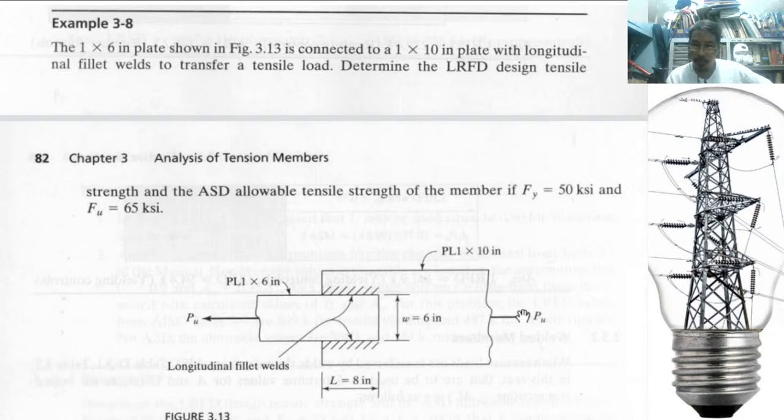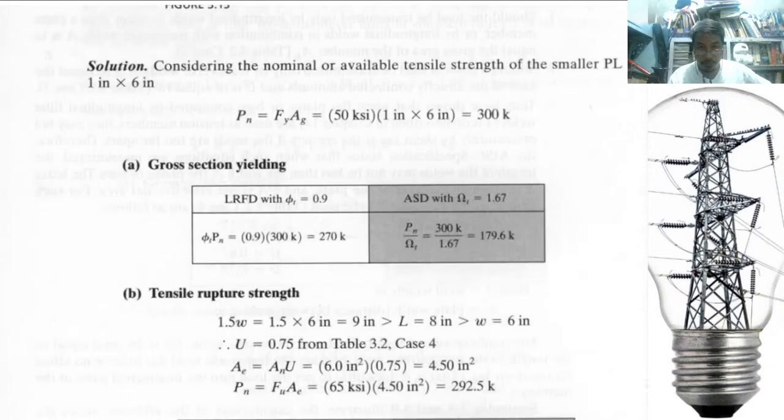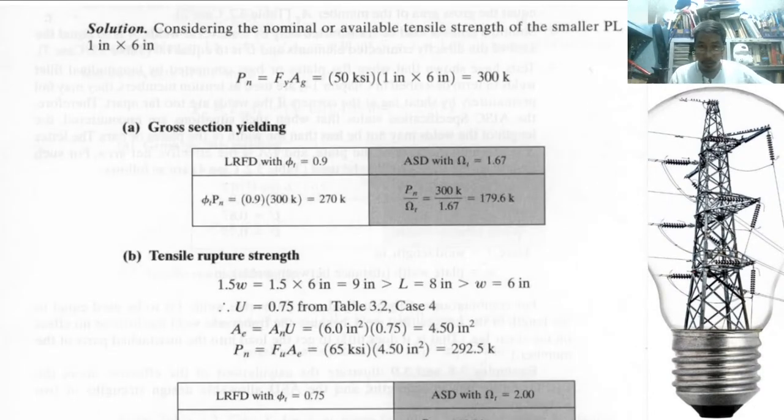Grade 50 material, 50 ksi, with Fu equal to 65 ksi. So let us solve. Solution: we have the following figure. Take note, recall all the formulas involved. Considering the nominal or available tensile strength of the smaller plate, we are going to consider the smaller plate because it is the weaker link.